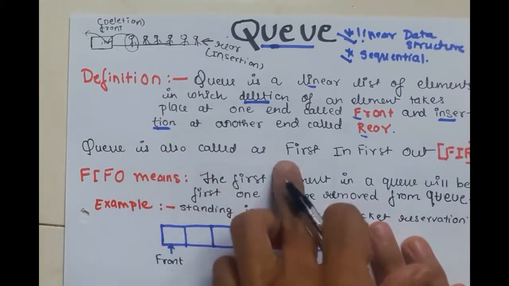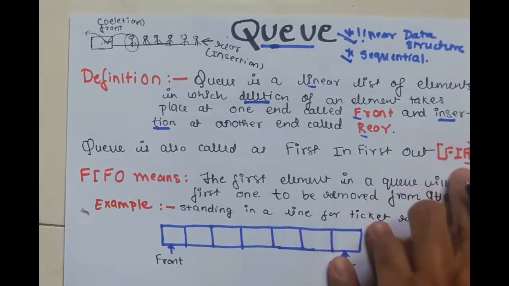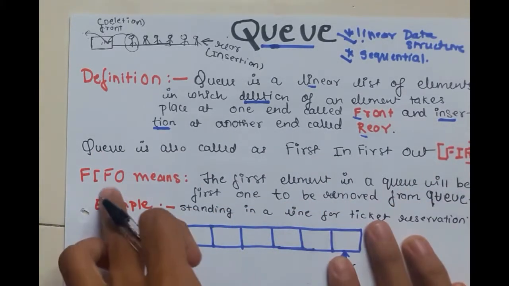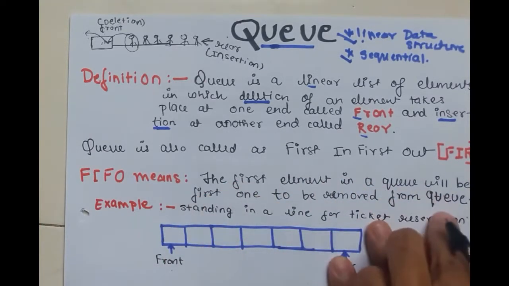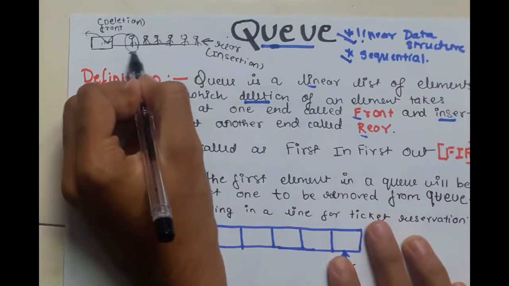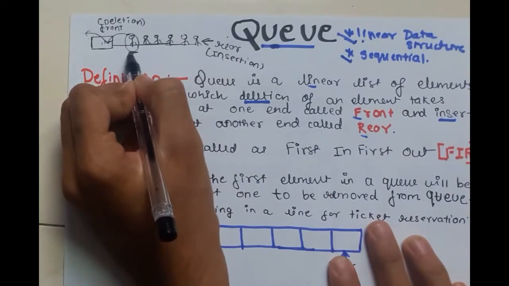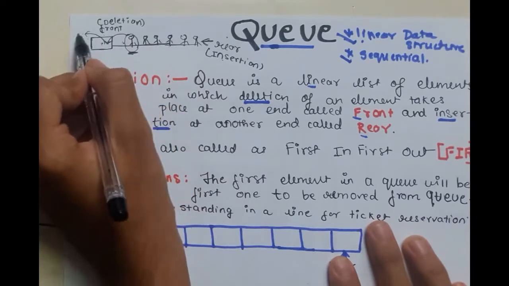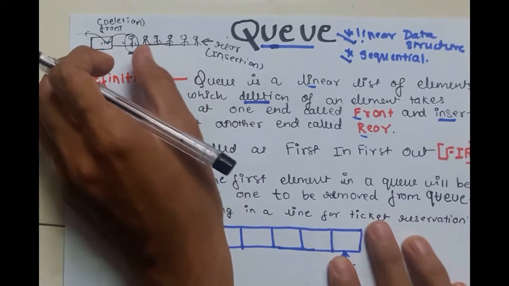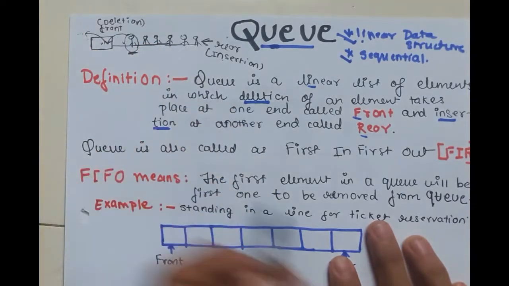Now, queue is also called first in, first out, FIFO. What is the meaning of FIFO? The first element in a queue will be the first one to be removed from the queue. See, this is the first element in the queue, the first person standing in this queue, right? So this first person will get the ticket first and will leave the queue first. So this is first in, first out. Stack follows the principle of LIFO, last in, first out, and queue follows the principle of FIFO, first in, first out.